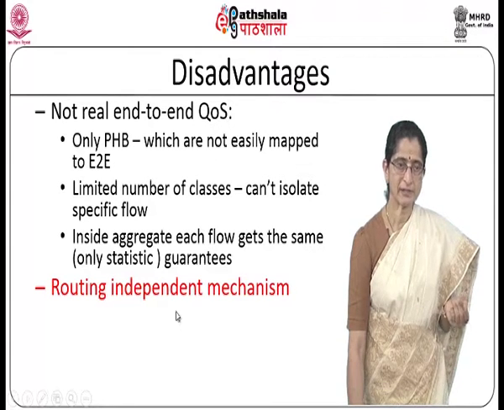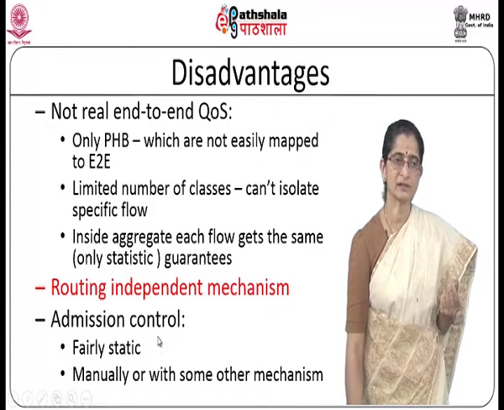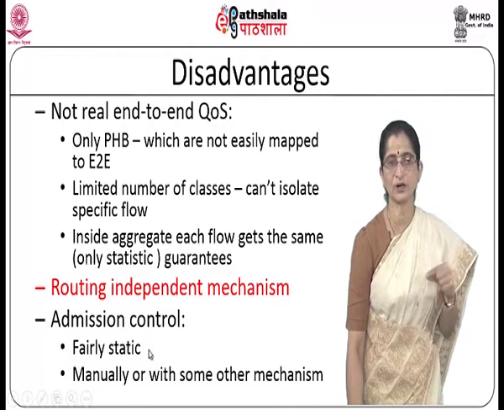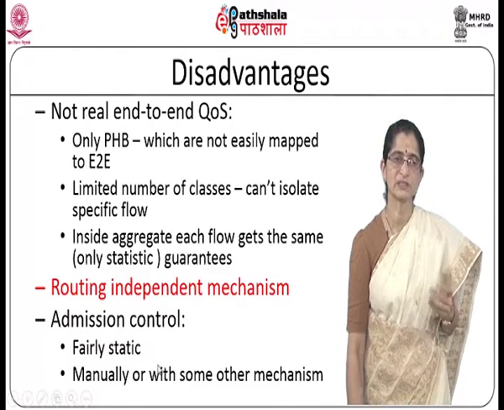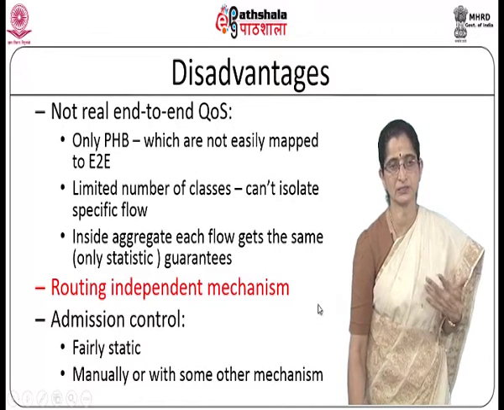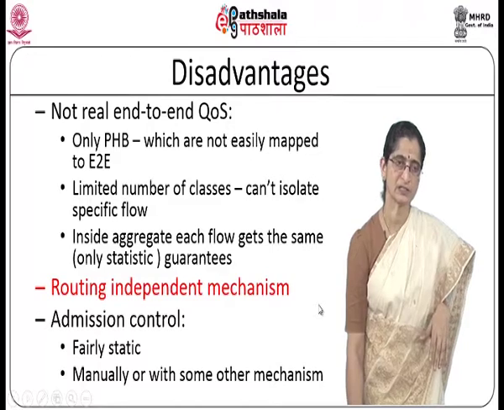And it's a routing independent mechanism. Okay, and the admission control mechanism that is used is fairly static. So it's not a dynamic admission control that we have. It may have to be done either manually or with some other mechanism. So those are also some of the disadvantages of the DiffServ protocol.